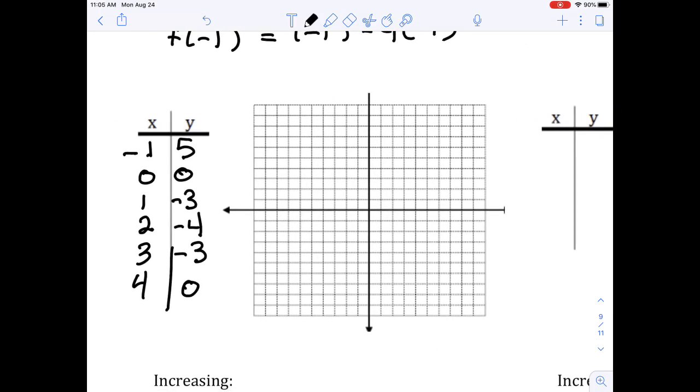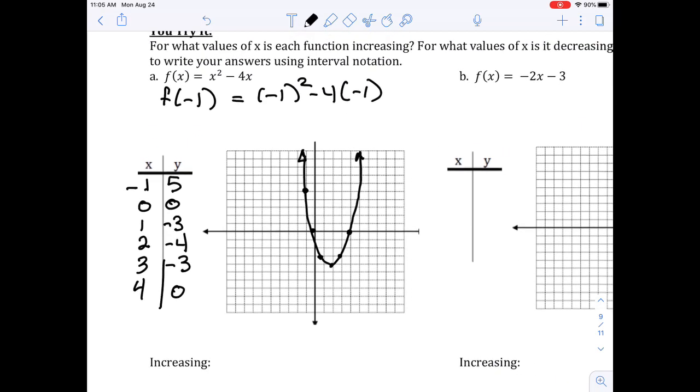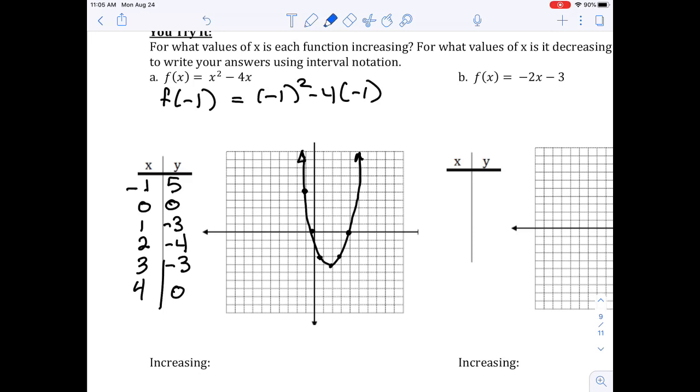All right, so let's plot that. -1, 1, 2, 3, 4, 5, 0, 0. So hopefully you can see the U-shaped curve appearing. So you do your best. Hopefully you have the nice stylus like me. All right, so for what values of x is the function increasing? For what values of x is the function decreasing?